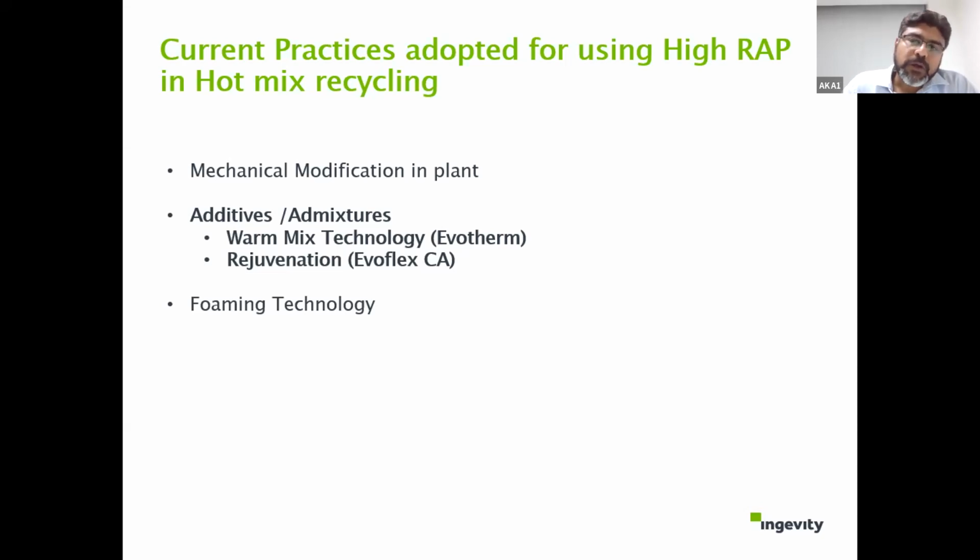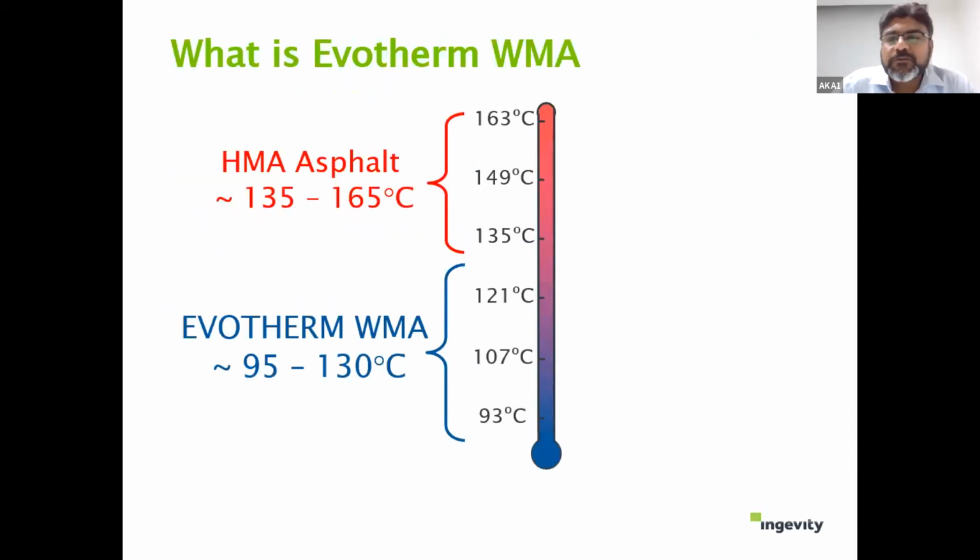So one option is to reduce the temperature of application, which can be done using warm mix technologies. The second is, can I give back some of the life to the old RAP, the old bitumen, which doesn't have that flexibility in it? That is where rejuvenation comes into the picture. If you look at what warm mix is, a simple introduction is that your typical hot mix working temperatures range from 135 to 160.